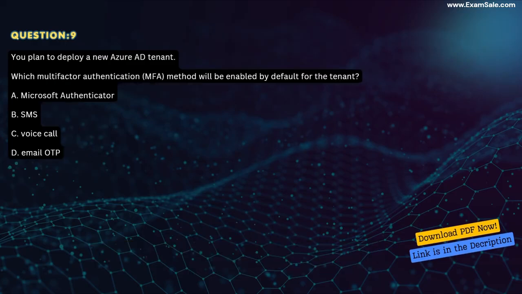Question 9. You plan to deploy a new Azure AD tenant. Which multi-factor authentication (MFA) method will be enabled by default for the tenant? A. Microsoft Authenticator. B. SMS. C. Voice call. D. Email OTP. Correct answer A. Microsoft Authenticator.